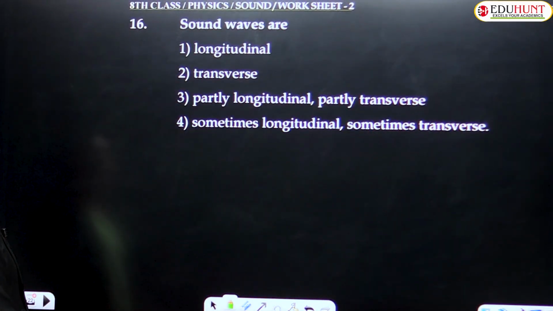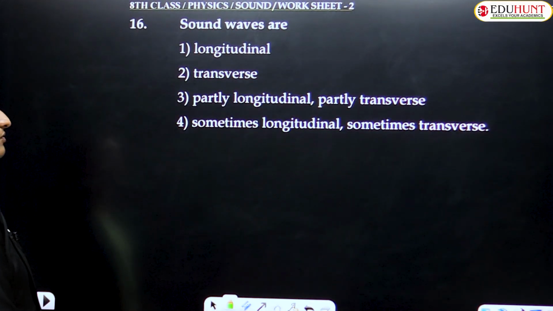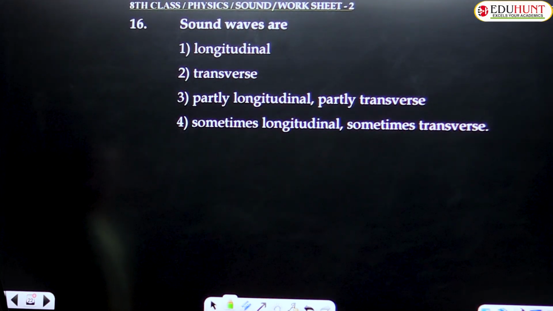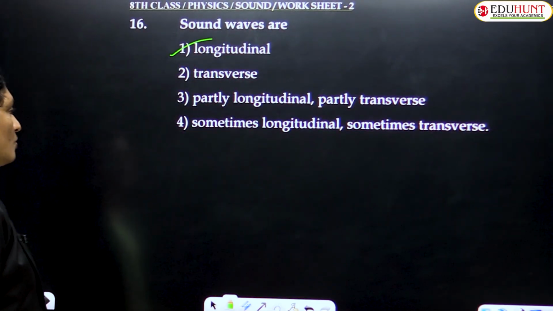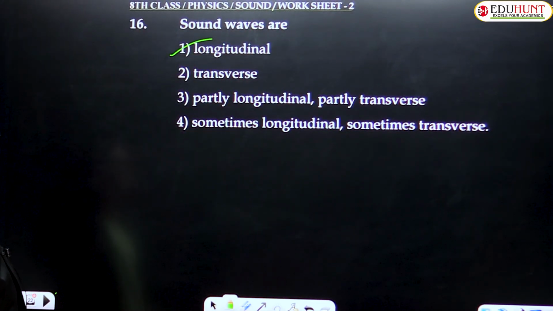So now the next one, sound waves are. What type of waves are sound waves, children? 16th question. Of course, they are longitudinal waves. Sound waves are always longitudinal. So now the next one, 17.